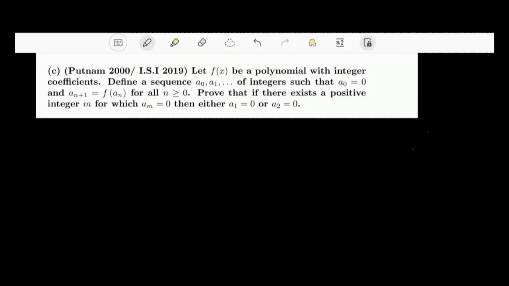So here we got a very special type of problem because this appeared in Putnam 2000 competition as well as ISI 2019. And this problem is itself a lemma. So the solution of this is a proof of that lemma. So let's look into the problem.